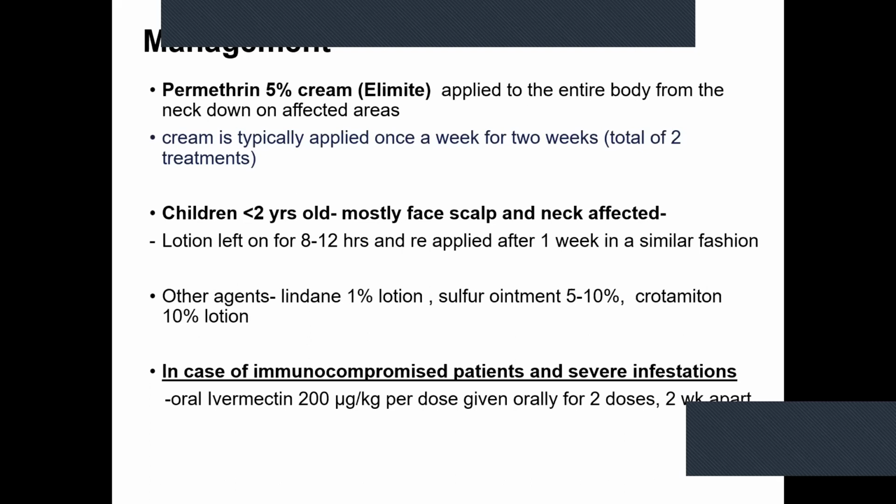in a similar fashion. Other agents like lindane 1% solution, sulfur ointment, and crotamiton lotion are also used, but are not very effective. In case of immunocompromised patients and severe infestations, a dose of oral ivermectin, that is 200 microgram per kg per dose, given orally for 2 doses, 2 weeks apart, also is recommended.